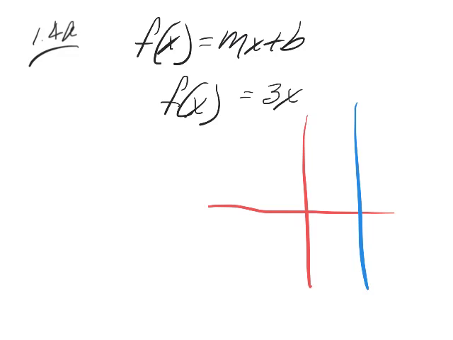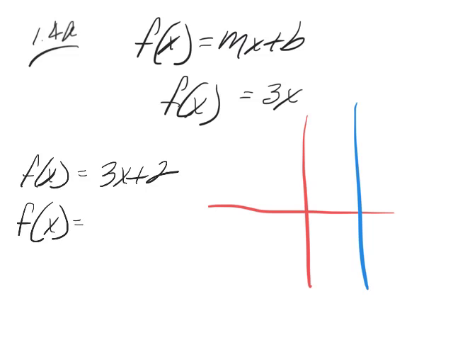But what we're going to look at first of all is to remember that when you have two lines that are parallel to each other, the slope is going to be the same. So if we had f of x equals 3x plus 2, and we had f of x equals 3x minus 6, if the slopes are the same, they're going to be parallel. So something to remember there.